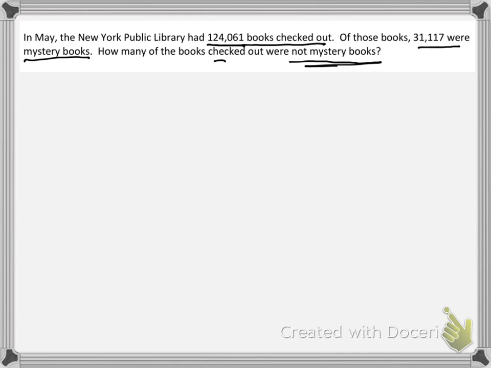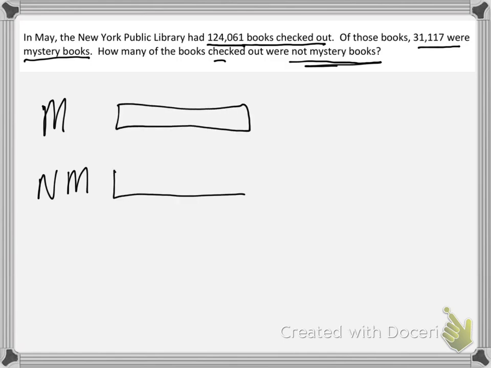So we're going to use a tape diagram. I'm going to start with M, and I'm going to use the Singapore way and do it side by side. And not mystery. So here's our tape diagram. All right, and I'm just going to make them the same size. It's okay. And the mystery, we had 31,117. So I'll put that in here. 31,117 were checked out of mystery books.